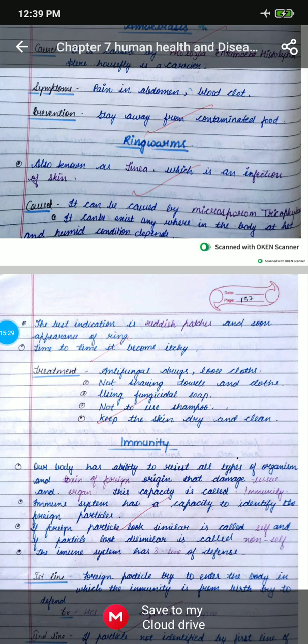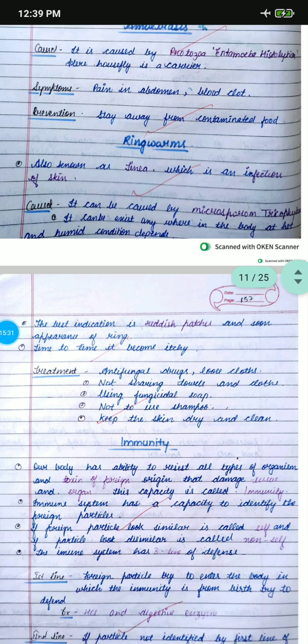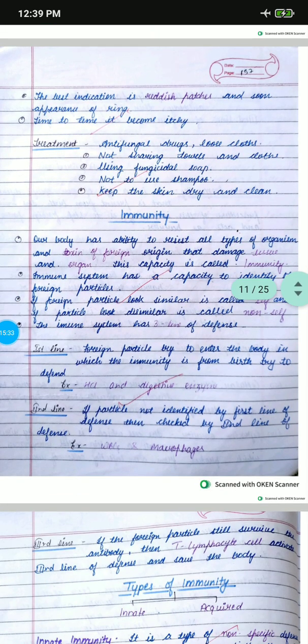These are all the diseases. Now the disease part is over. The next part is immunity.